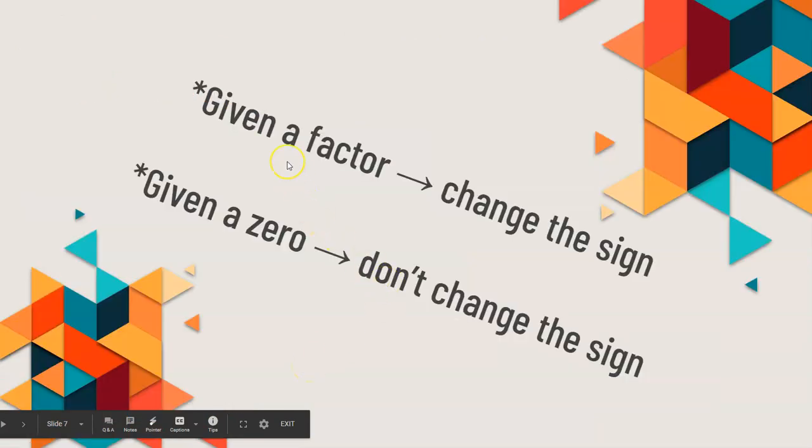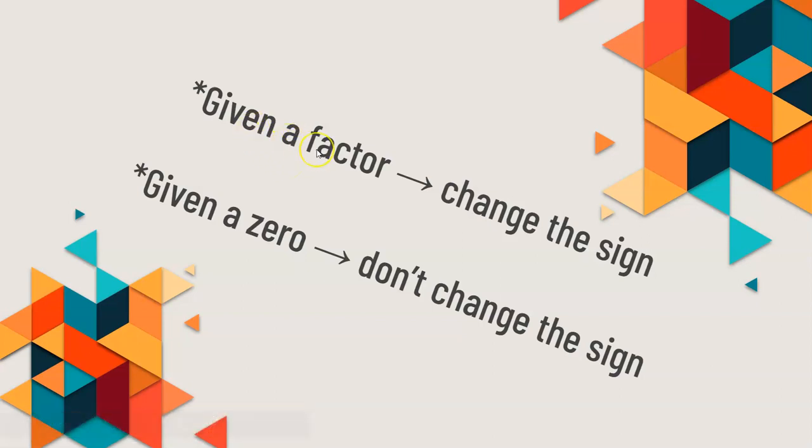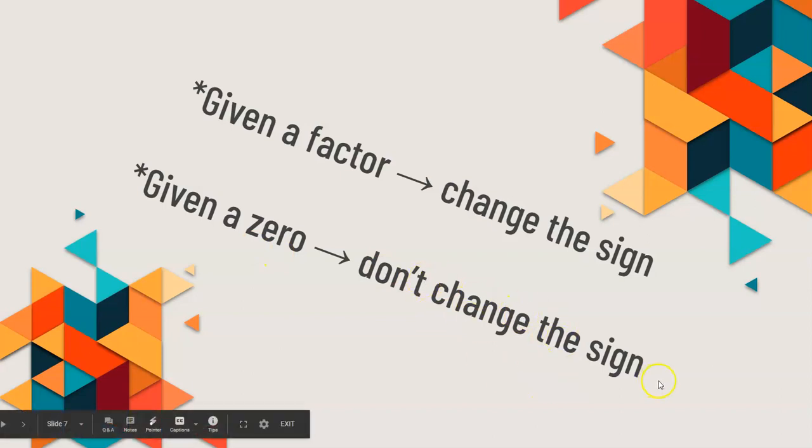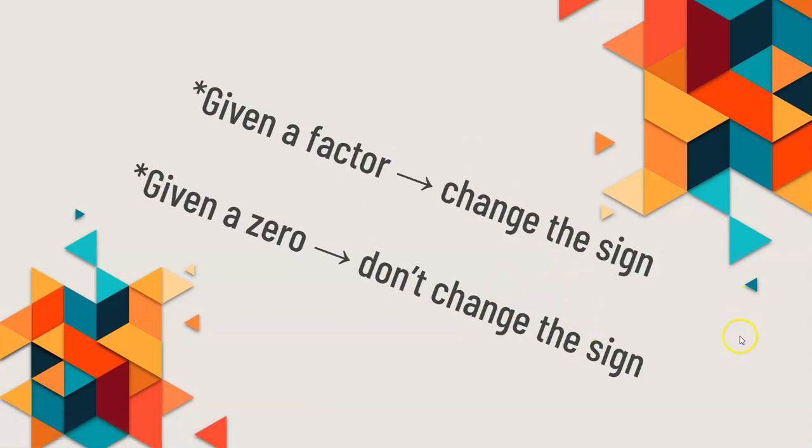All right, now what you need to remember, and this is where everybody gets mixed up, if they give you a factor like they have in the first few problems, you want to change the sign to put it in the box. Now, sometimes they're going to give you a 0. If they give you a 0, the sign has already been changed, so you don't need to change the sign when you put it in the box. Please write this down. It's incredibly important to keep you from mixing those two things up.